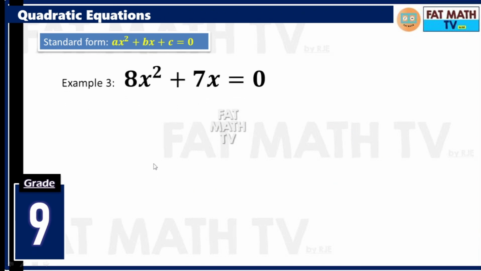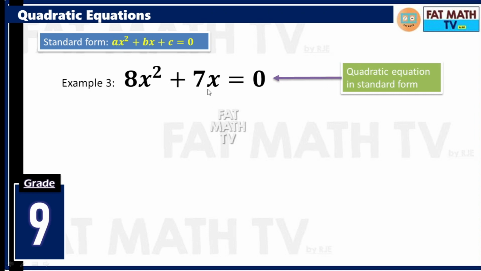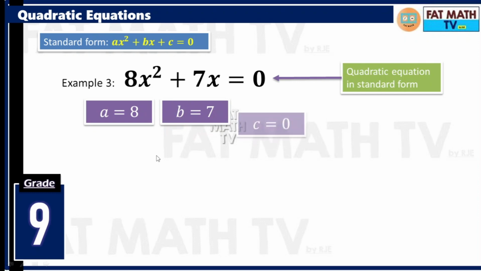Example number 3, 8x squared plus 7x equals 0. So is this a quadratic equation? Yes. Is this in standard form? Yes. So our a here is 8. And our b is 7, and we have no constant term here, meaning to say our c is 0.